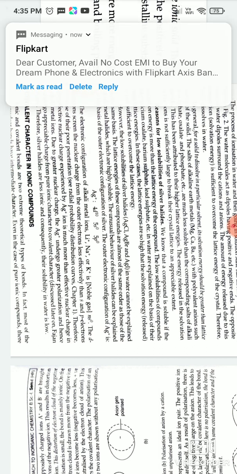We know that a compound is soluble if the solvation energy is more than the lattice energy of the compound. The low solubilities of compounds like calcium oxalate, barium sulfate, lead sulfate, etc. in water are explained on the basis of their higher lattice energies. In these cases, the lattice energies are so high that the solvation energy released is not sufficient to overcome the lattice energy. However, the low solubilities of silver halides AgCl, AgBr, AgI in water cannot be explained on the same basis.